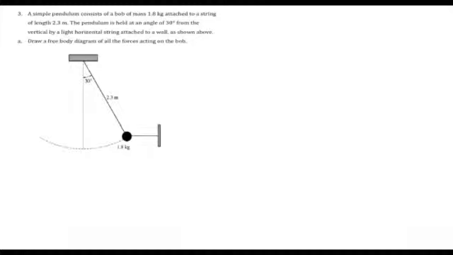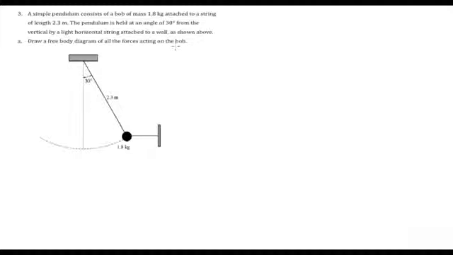So, problem 3. A simple pendulum consists of a bob of mass 1.8 kilograms attached to a string of length 2.3 meters. The pendulum is held at an angle of 30 degrees from the vertical by a light horizontal string attached to a wall as shown above. Draw a free body diagram of all the forces acting on the bob.